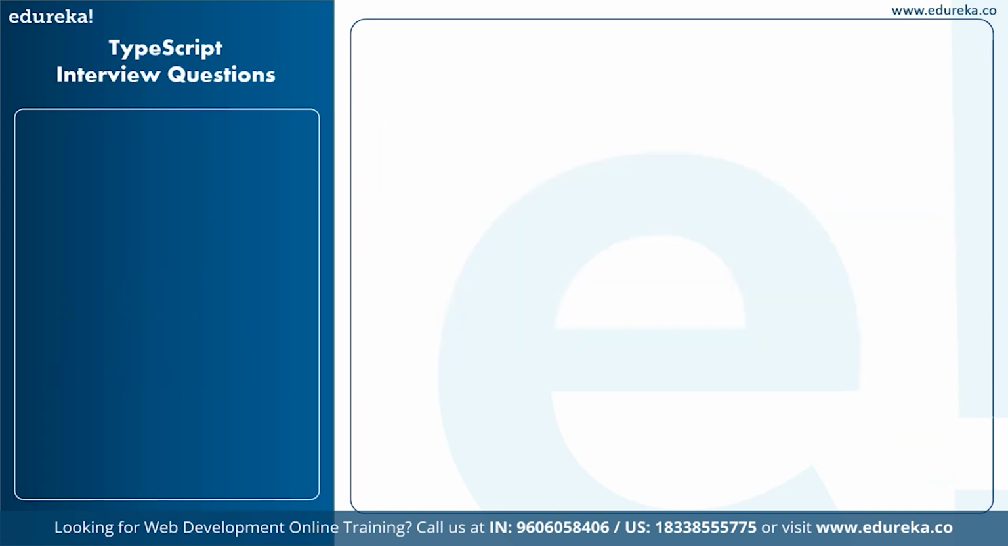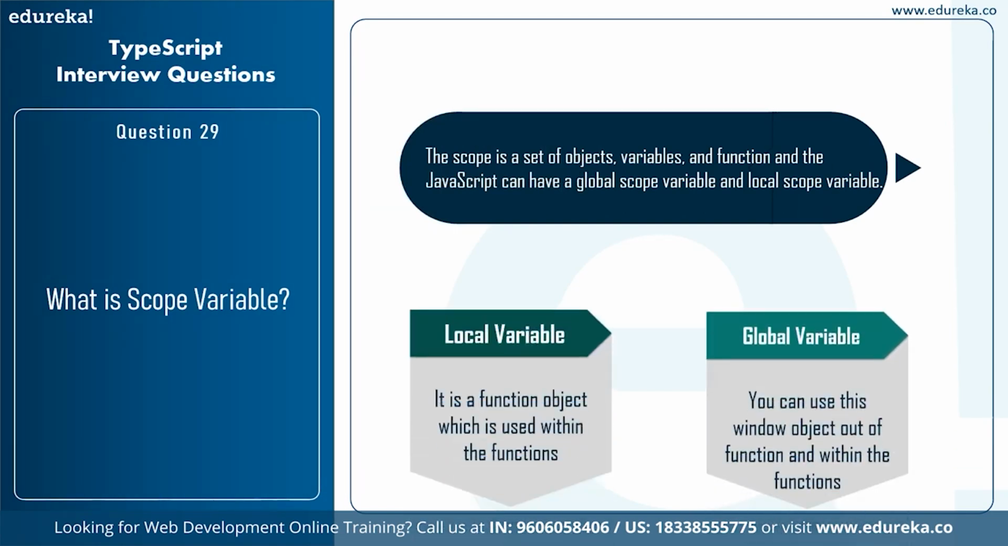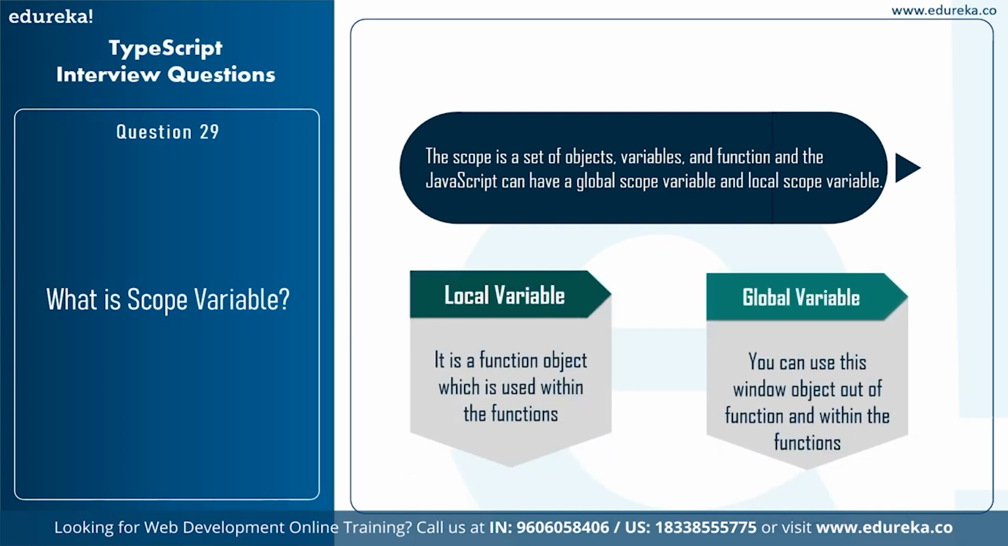Now moving on to the next question, what is scope variable? Now the scope is a set of objects, variables and functions, and JavaScript can have a global scope variable and a local scope variable. So you can declare a variable in two different scopes.